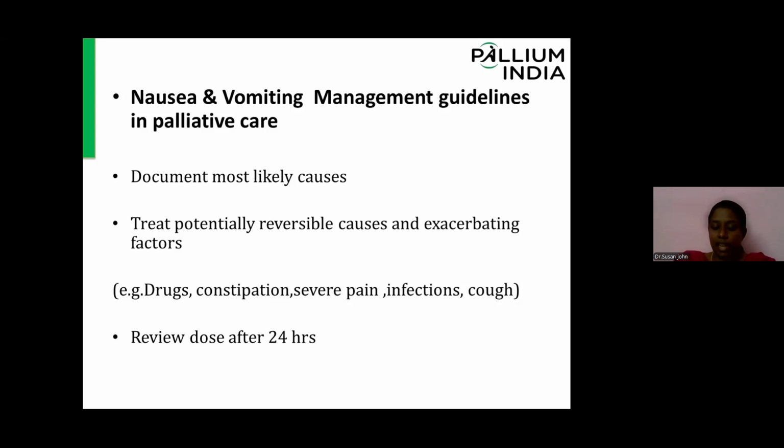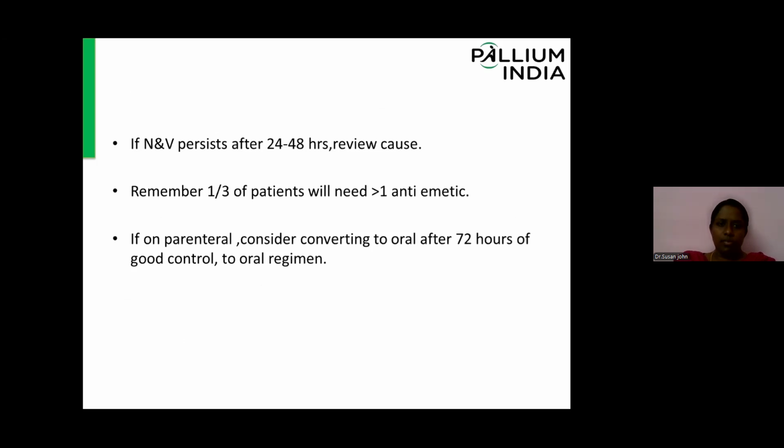So you have to think about whether the patient has any symptom relief with the current regimen. If nausea and vomiting persist after 24 to 48 hours, review the cause. Is our cause right or wrong? If something is wrong, that may be why the patient did not get any benefit after 24 to 48 hours. You have to review the causes once more.